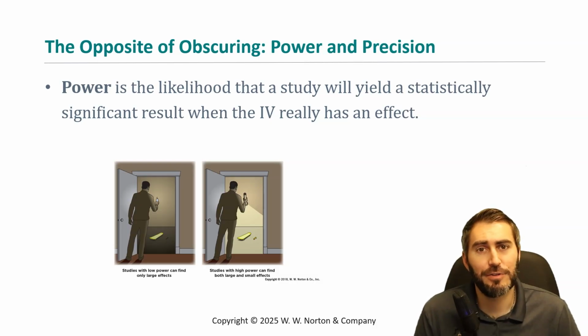The figure here illustrates this with a light as an analogy for statistical power. Not having very much power is like trying to find an object in a room lit by a candle. You probably won't be able to find small objects by candlelight, but you could find larger objects. Having high statistical power is like having a flashlight. It's easy to find even small objects in a room lit with a bright flashlight.